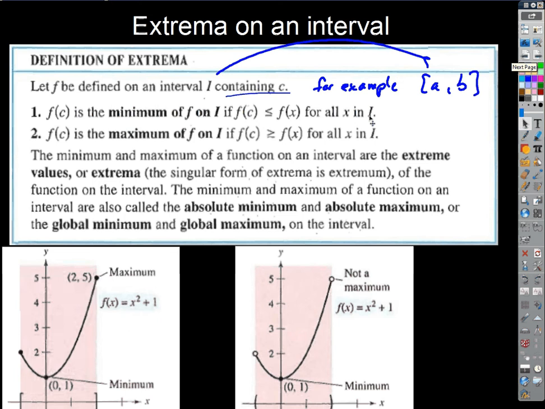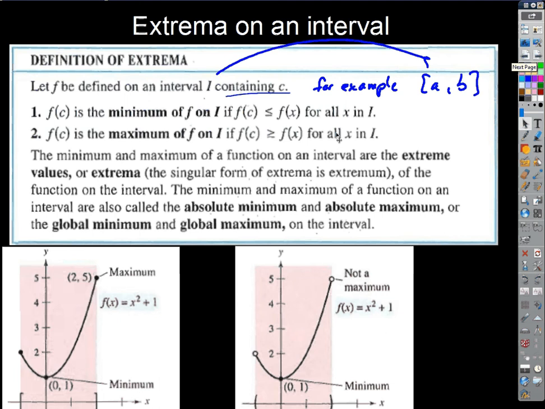So f of c is the minimum. That's the smallest value of the function if f of c is less than or equal to f of x, which represents all values of the function, for every value of x on that interval, right? That makes sense, doesn't it? That's the lowest value you could get. And we say f of c is the maximum of f on that interval if the value of the function at c is greater than or equal to the value of the function for all the other values of x on that interval, right? Okay?